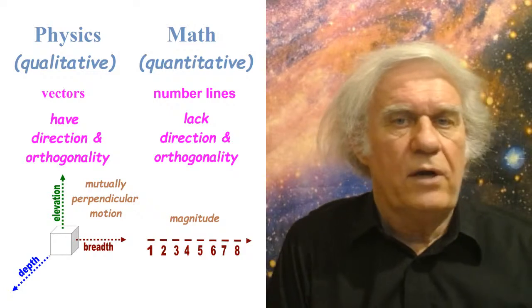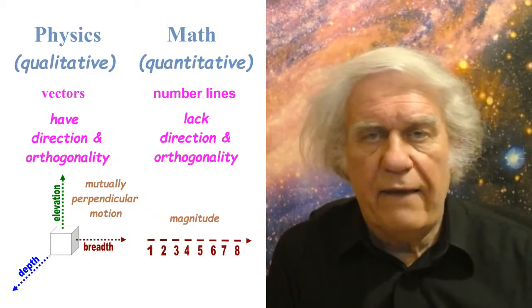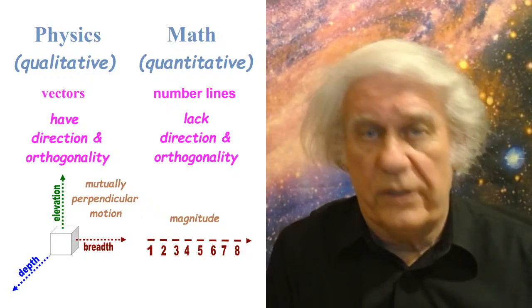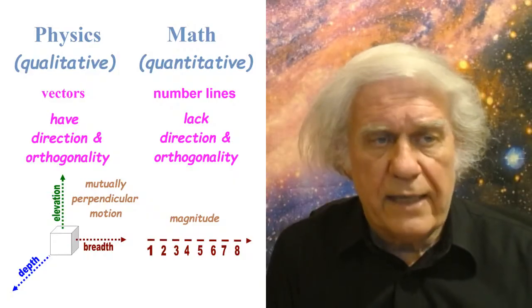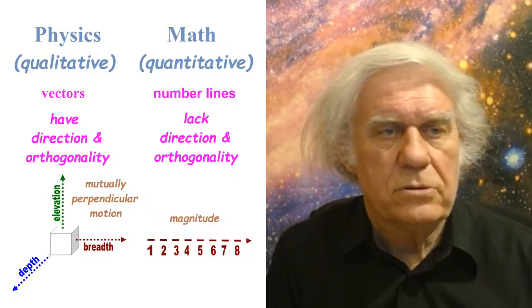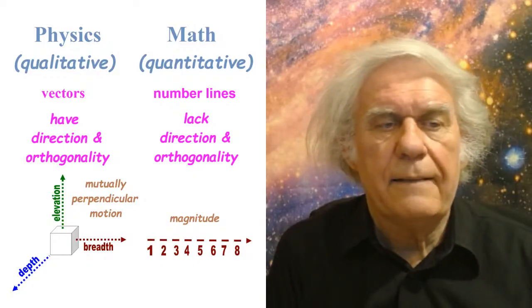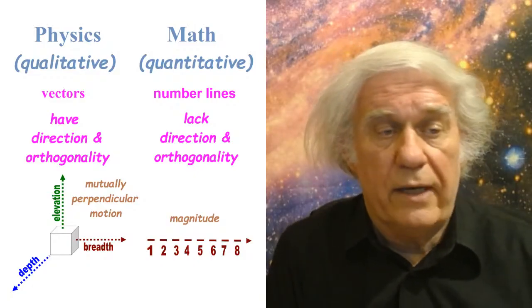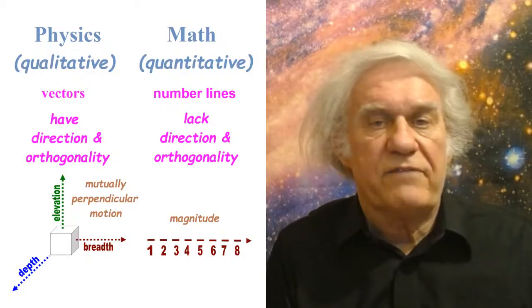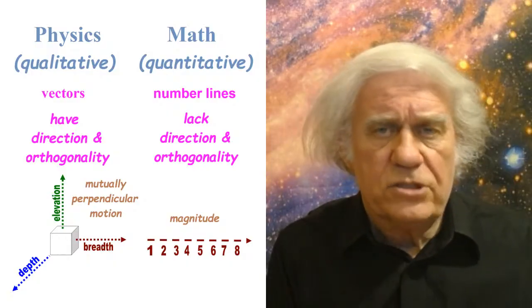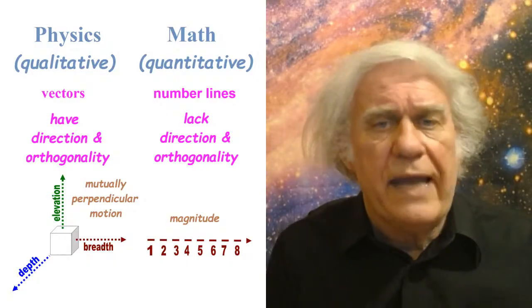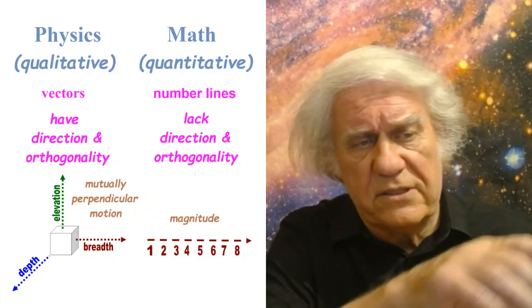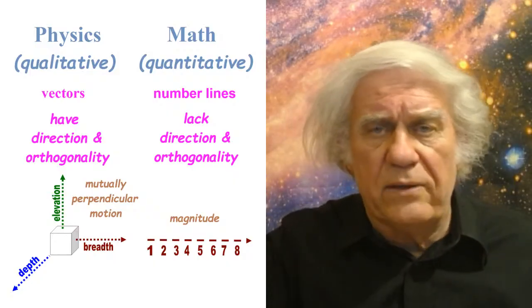It's qualitative only. And in math, they don't have vectors. They don't have dimensions, and they don't have coordinates. What they have in math is magnitude. And they're talking about no orthogonality or direction, because these are qualitative concepts that don't belong in math. They're just talking about number lines that have only magnitude. And it's so weird because they put a line with an arrow.